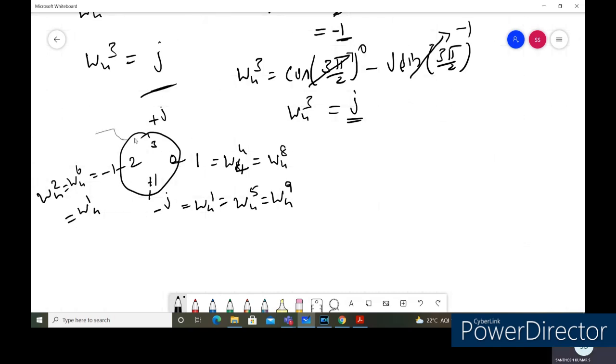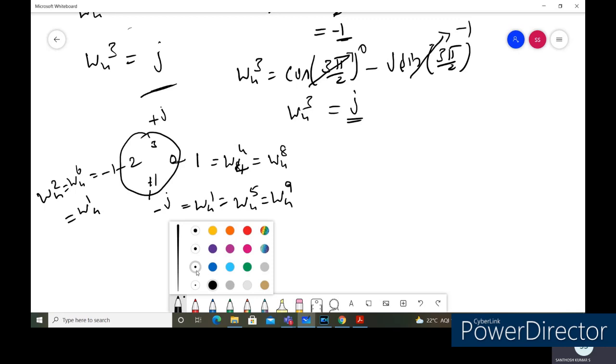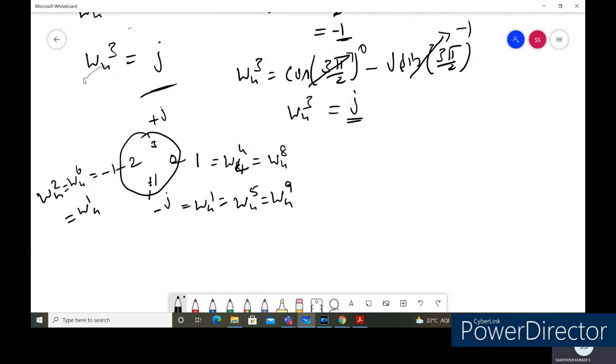Omega 4 to the power of 3 is also equal to omega 4 to the power of minus 1, and even this is equal to omega 4 to the power of 7. All those things will be there. The Twiddle factor value will be taken like this. So this is how the Twiddle factor values will be considered, and this is how we can find out the Twiddle factor values.